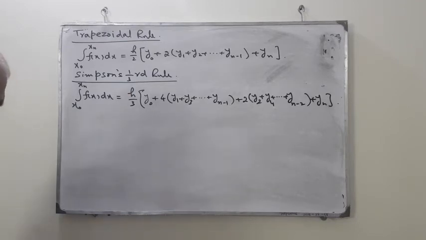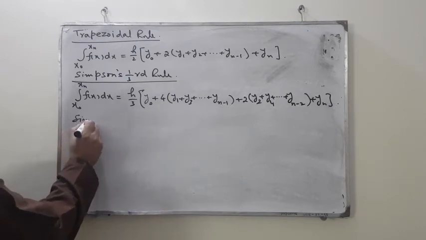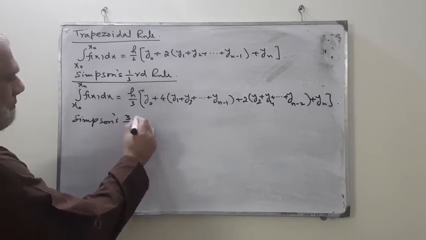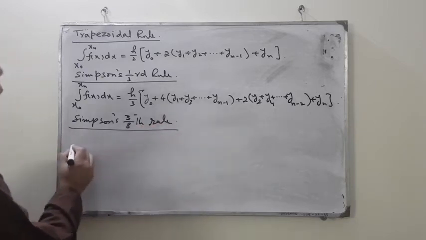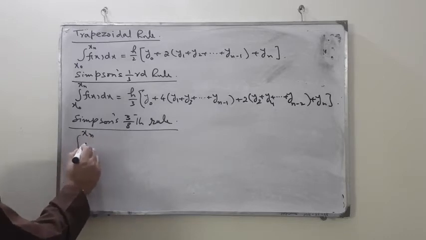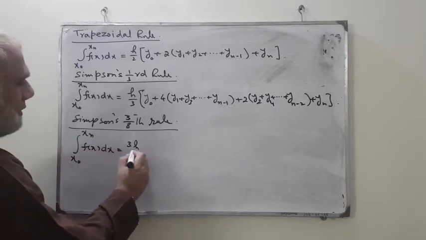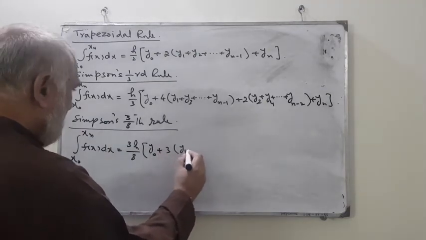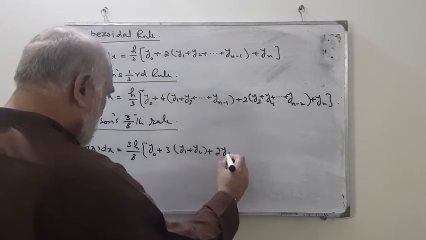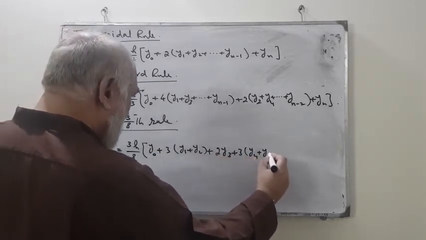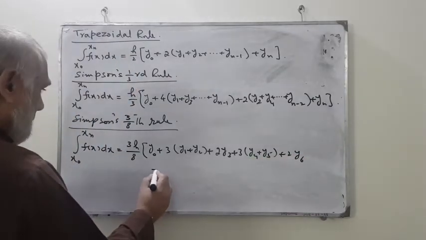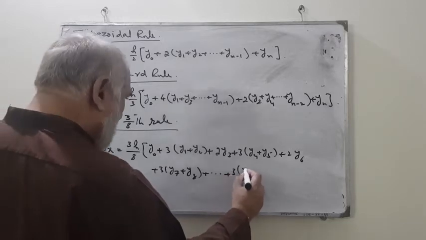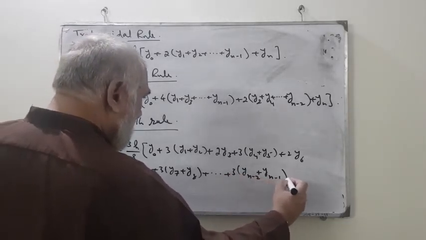And the third formula, which we have just derived, is named Simpson's 3/8 rule. And the formula for this case is the integral from x0 to xn f(x) dx equals 3h by 8. Inside there are terms y0 plus 3y1 plus 3y2 plus 2y3 plus 3y4 plus 3y5 plus 2y6 plus 3y7 plus 3y8 and many more terms you can write down, up to yn minus 2, yn minus 1 and yn.